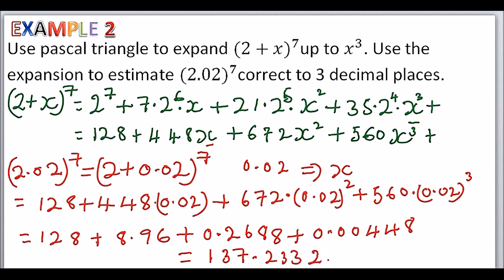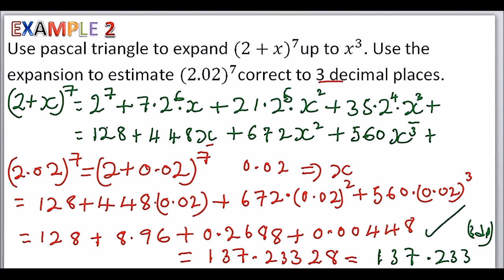But remember we are told to 3 decimal places, so we count 1 2 3. The next number is less than 5, so our final answer is 137.233 to 3 decimal places. So that is how we work out that problem.